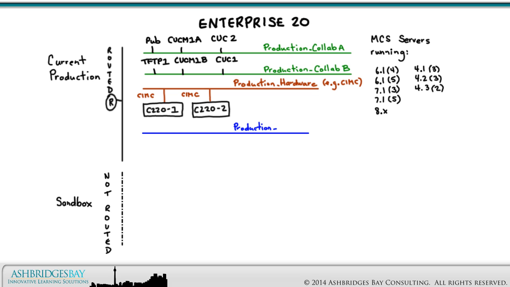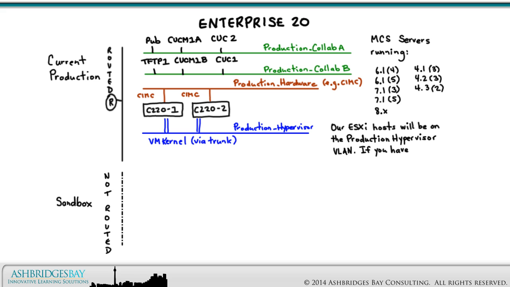Enterprise 20 has a production Hypervisor VLAN for management of our virtual applications using VMware hosts and vCenter. This is the current production VLAN for Hypervisor management. This VLAN is also routed. We can access this VLAN from anywhere in the enterprise, depending again on any restrictions we impose on traffic between VLANs in the enterprise. vCenter and all of our ESXi hosts will be on the production Hypervisor VLAN. If you have vCenter, then you can add these hosts.